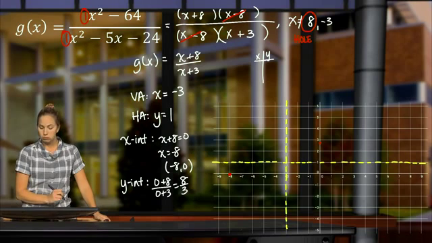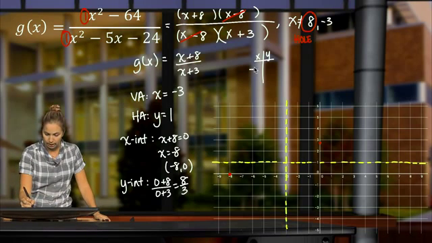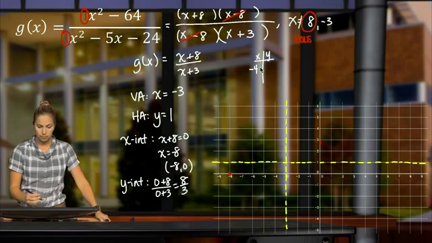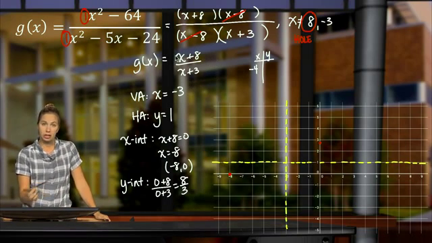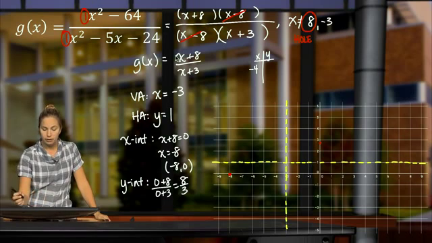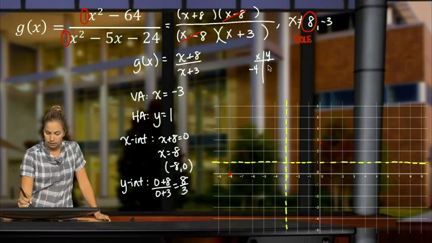So for the left branch, let's plug in x equals -4. When I plug in -4, I'm going to use this simplified version. It'll give me the same result. I have -4 plus 8 is 4 over -4 plus 3 is -1, so -4.